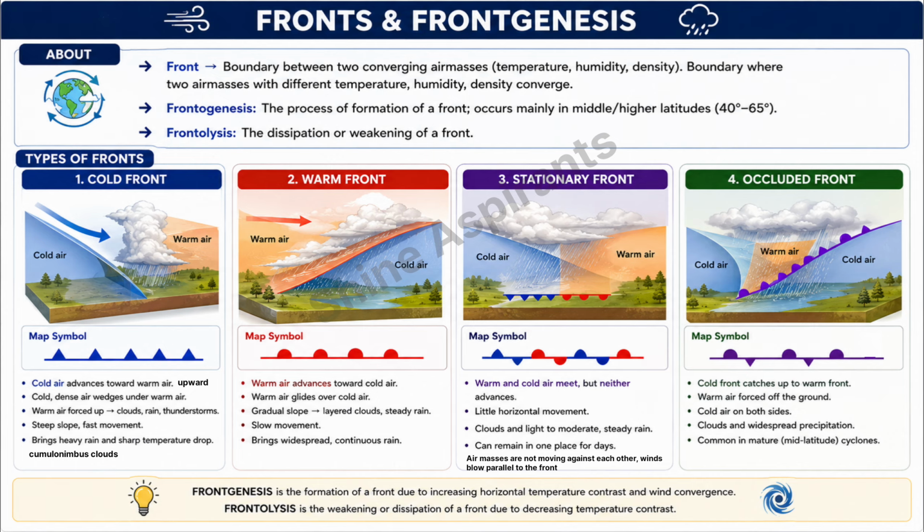Stationary front: air masses are not moving against each other. Winds blow parallel to the front. Occluded front: when a cold air mass overtakes a warm air mass, lifting the warm air entirely off the ground.